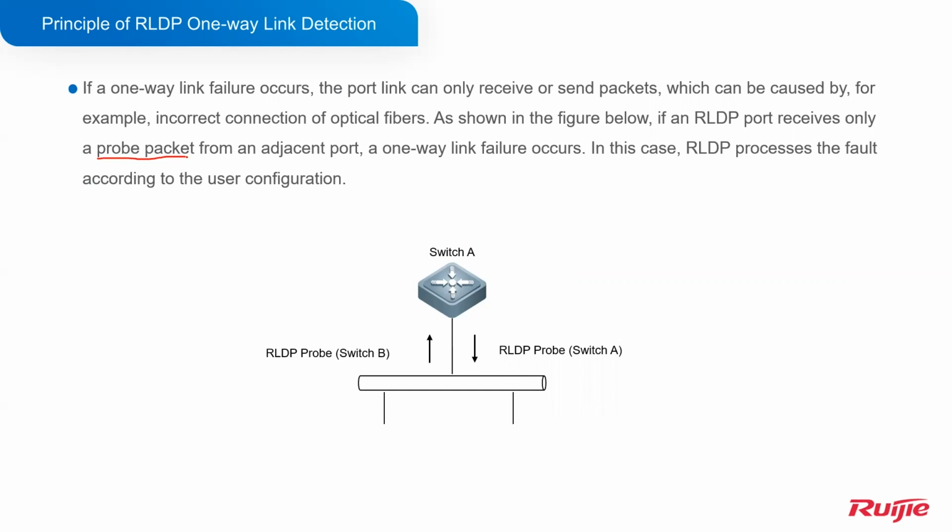So in this case, RLDP processes the port according to the user configuration. And the user configuration is as we have just introduced. We can block the port, we can block the SVI, or we can send an alarm.